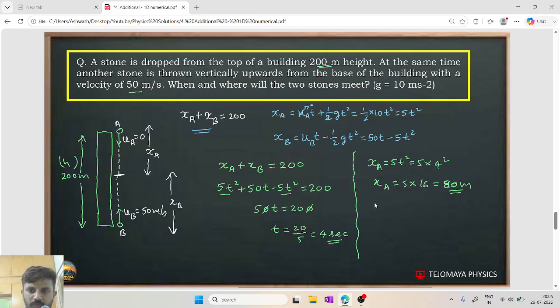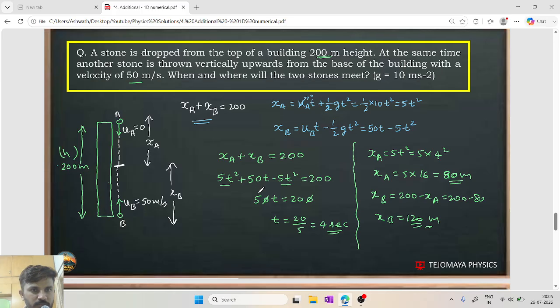Okay. So since we have XA plus XB is equal to 200, you can write 200 minus XA. That is 200 minus 80. XB is equal to 120 meters. So this is about this question. Hope it is clear to you all. Moving on to the next question.